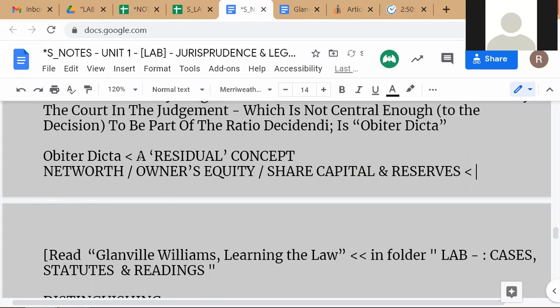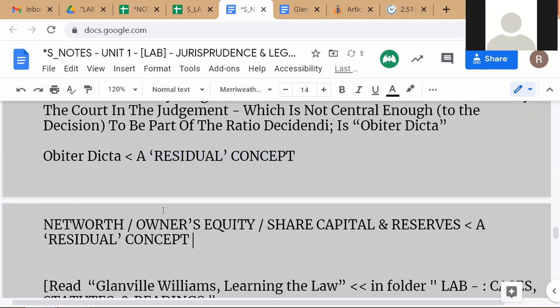Just quickly recapping, shaking your head up a little bit and forcing you to think about your accounting classes. This is what we always try to do: we try to teach from a multidisciplinary perspective so that you see all the connections. When I mentioned the word residual concept, I remembered that there's something else in business which is very important to understand, that net worth is a residual concept. Net worth could be owner's equity, you can call it share capital and reserves.